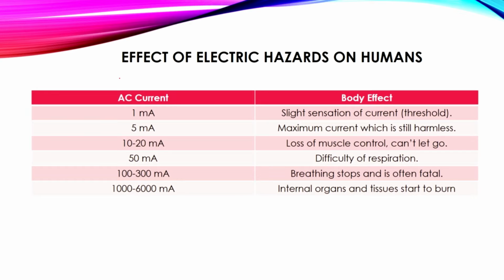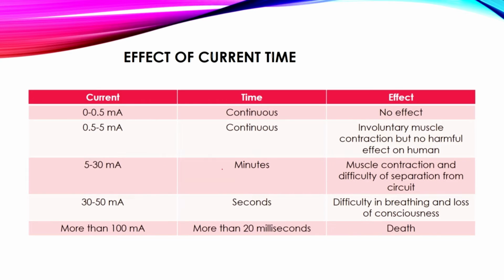So here we have the value of the current and the effect of it on the human body. Now let's see the effect of the current with respect to time. If we have a current from 0 to 0.5 milliampere provided for continuous time, it will have no effect for any range of time. Starting from 0.5 to 5 milliampere continuously too, you'll find involuntary muscle contraction, but no harmful effects on the human.